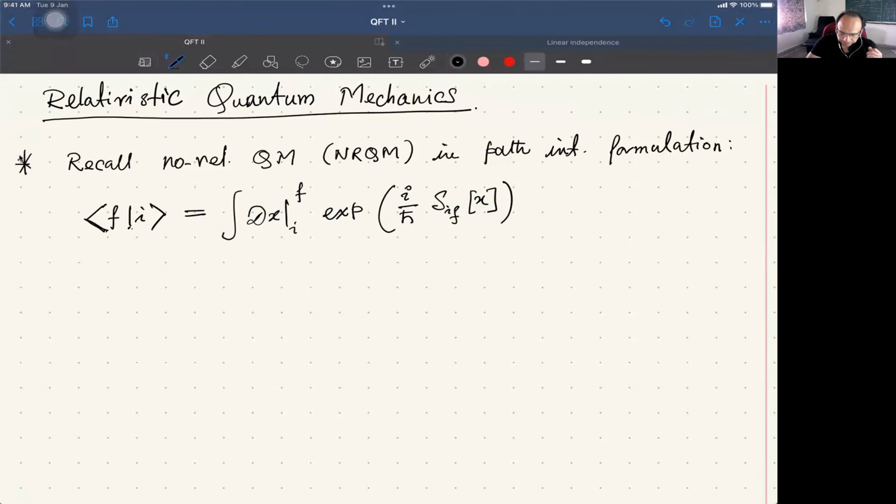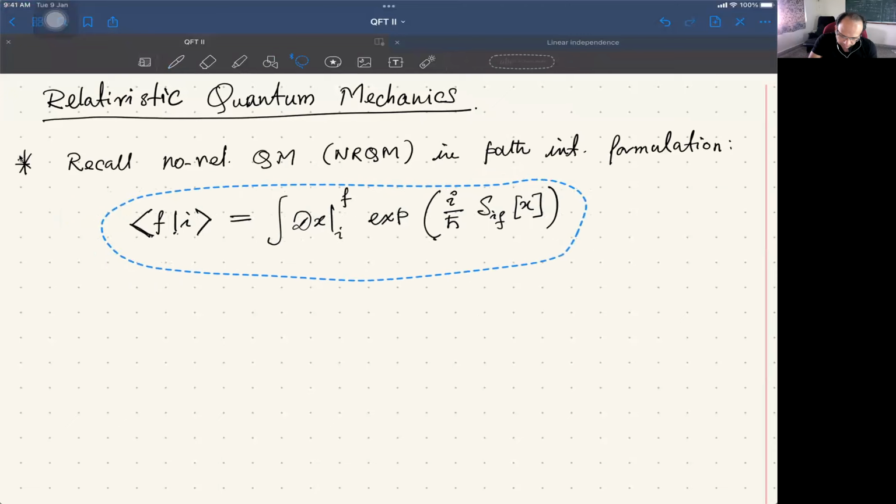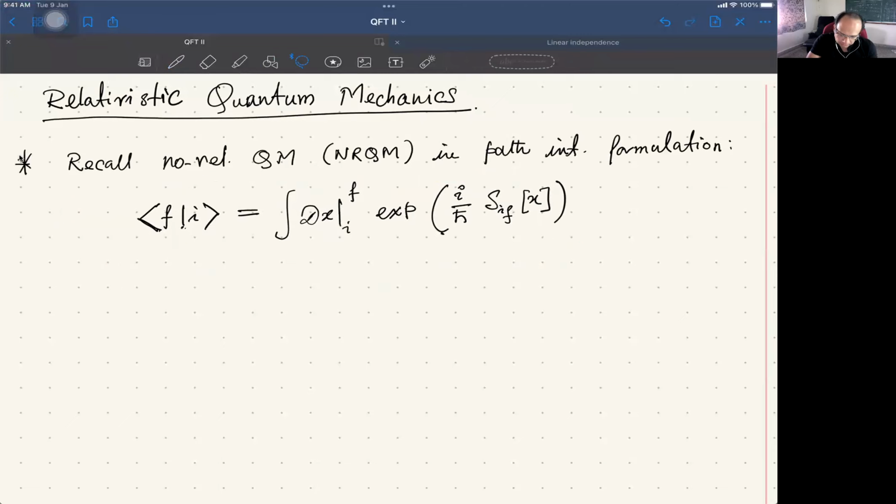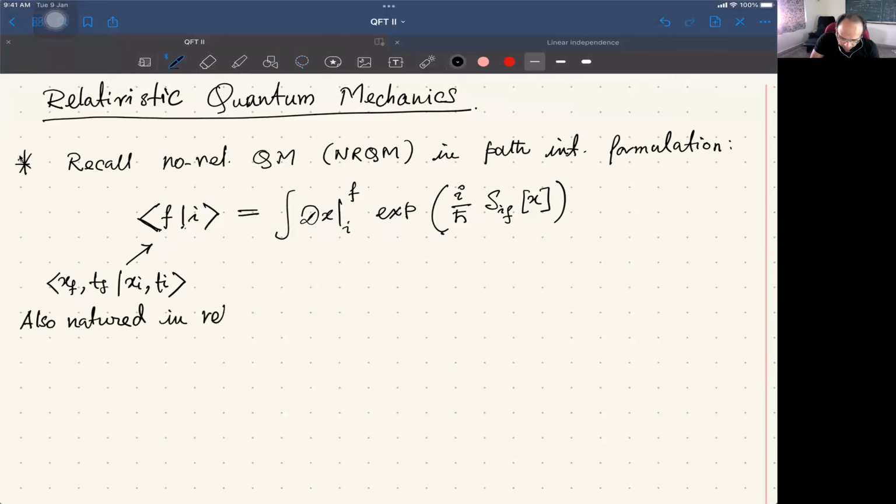First of all, if we look at this closely, we see that the non-relativistic nature is hidden in several places. This is the shorthand notation for ⟨x_f t_f | x_i t_i⟩. However, this question itself can naturally be asked in a relativistic context, because ultimately x_i t_i is nothing but the initial event, and this is the final event. So this is an event.